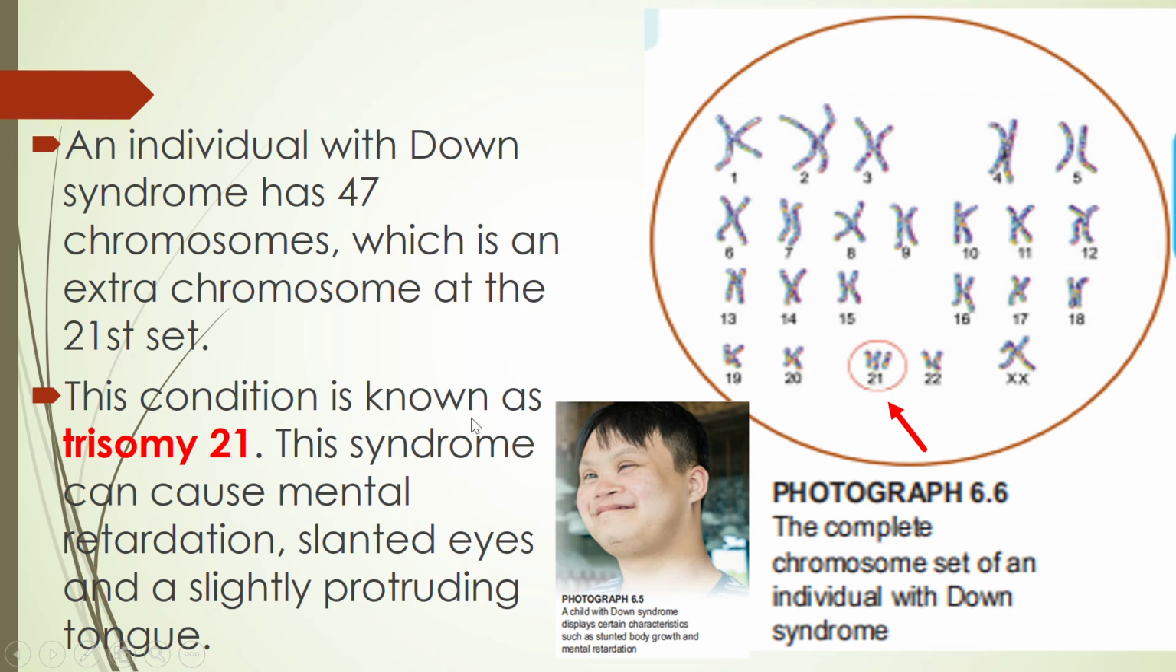Okay, and among the symptoms, as I mentioned earlier, are mental retardation and a slightly protruding tongue. Sometimes you get to see that the tongue comes out a bit, and the slanted eyes. These are the features that are common.